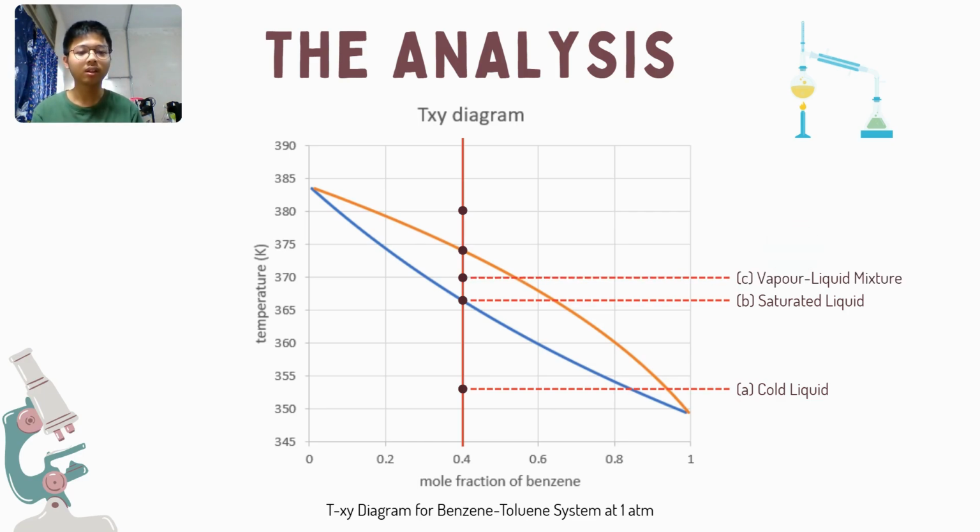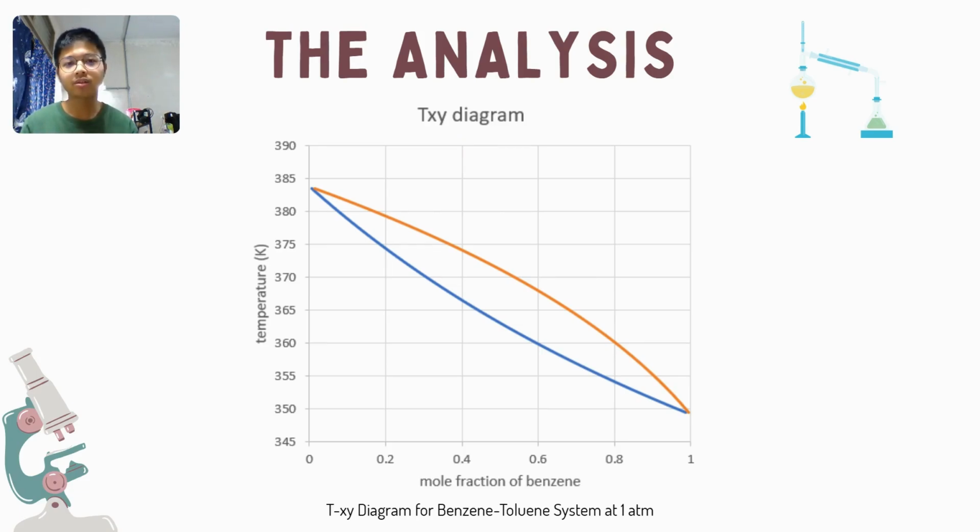Next, between the orange line and blue line here, it will exist as a vapor liquid mixture between the benzene and toluene system. And then at the purple line here, it will exist as saturated vapor, which means that the dew point exists. Then above the orange line here, the benzene will exist as a superheated vapor.